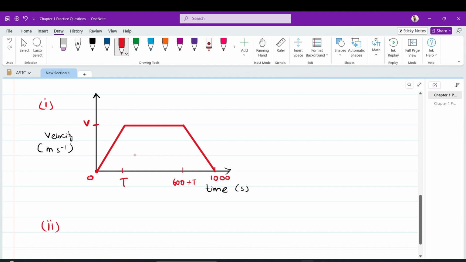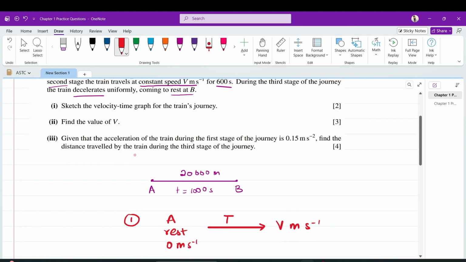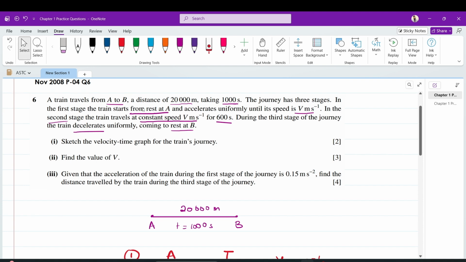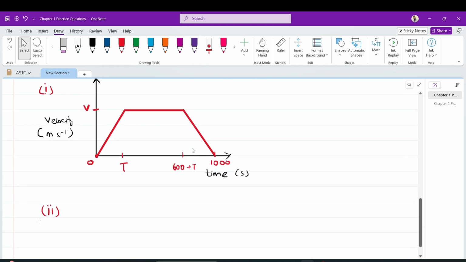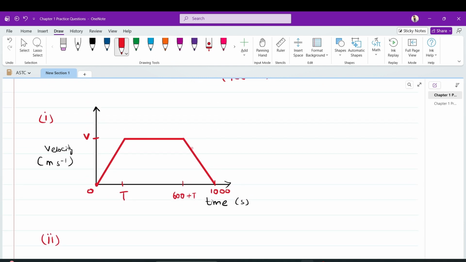So at the beginning of the question, it stated that the total distance from A to B is 20,000 meters, right? And if I look at the velocity time graph, I know that the area under the graph is equal to the total distance traveled, right? So therefore, we can say total distance is equal to area under the graph.